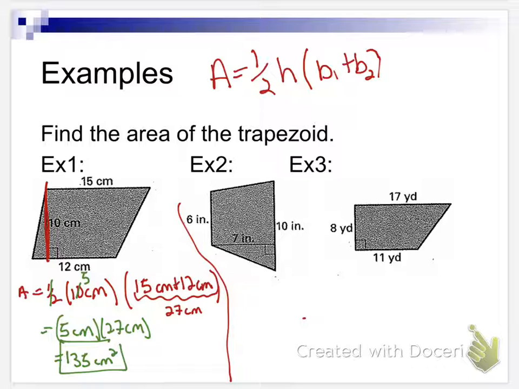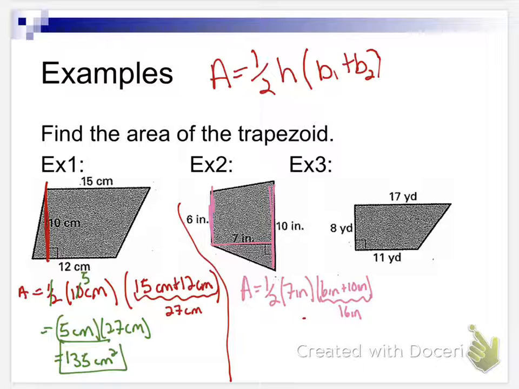Notice this is still a trapezoid, but now it has been rotated. You're still using the exact same formula, but you notice your bases are these right here. They're the ones that are parallel to each other. So we have area equals 1/2. Your height would be that 7 inches. This connects those bases times 6 inches plus 10 inches. 6 plus 10 is going to give you 16 inches.